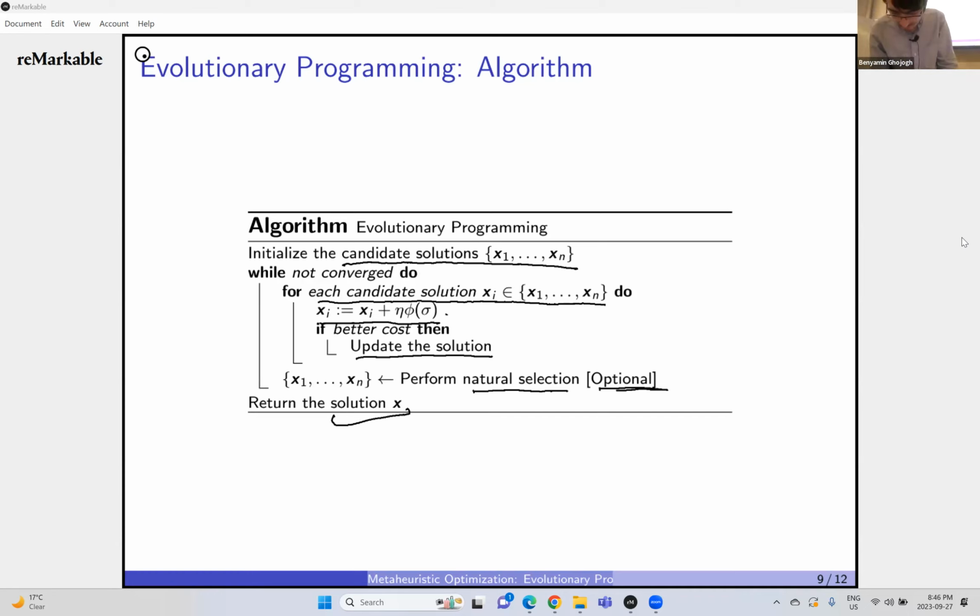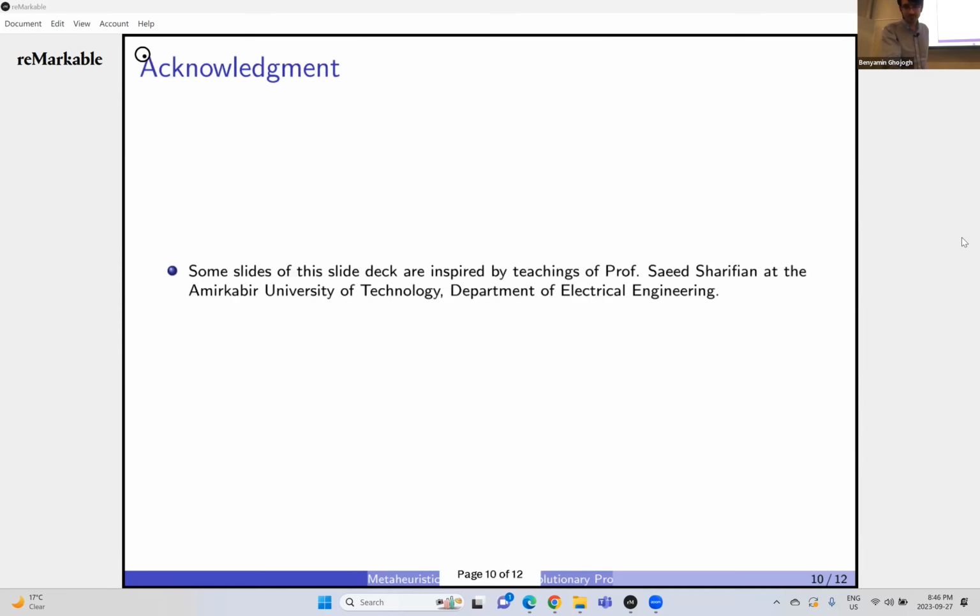So all of the variants are talking about the choices of eta, phi, and sigma, which we discussed. I told you some of the options for each of them. As I said, these are short algorithms.